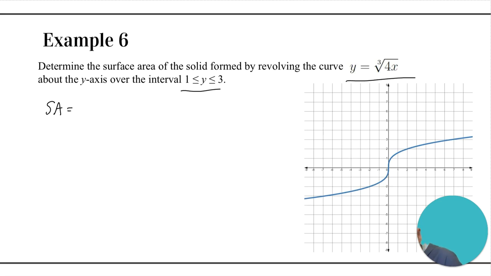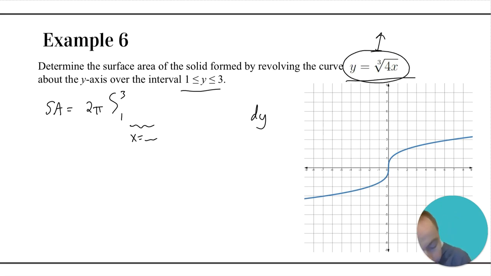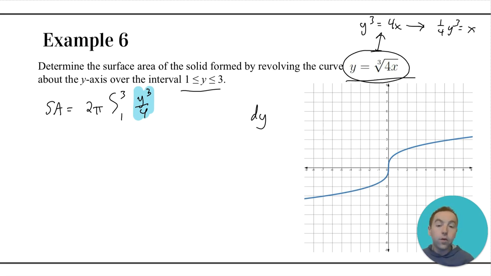So for surface area, we want 2 pi, and we'll integrate from 1 to 3, but it has to be an integral with respect to y, right? So we need x equals whatever in terms of y. For this equation, we need to solve for x alone. So let's cube both sides. We get y to the third equals 4x. Then you can divide both sides by 4, so 1/4 y to the third is equal to x. That's what we're going to put right here: y to the third over 4, your function for x in terms of y.